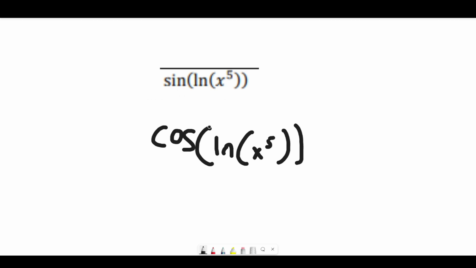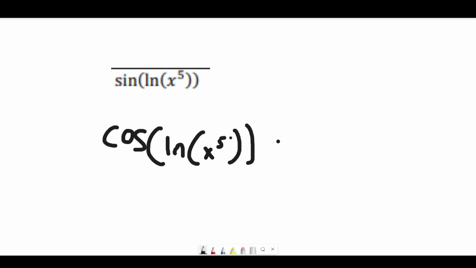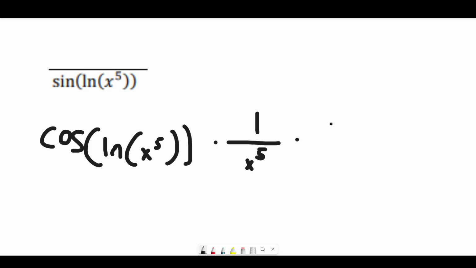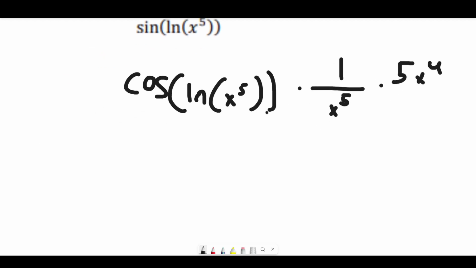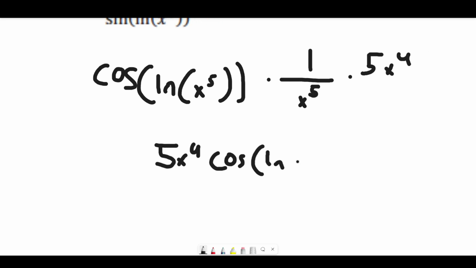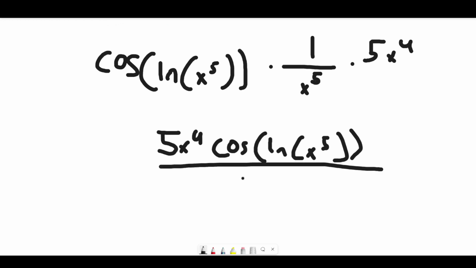Now we're going to take the derivative of ln x to the fifth, so we're going to multiply that. So this is just going to be 1 over x to the fifth. And then now you've got to do the derivative of x to the fifth, which is just 5x to the fourth. So altogether, you're just going to get 5x to the fourth times cosine of ln x to the fifth, all over x to the fifth. That's it.